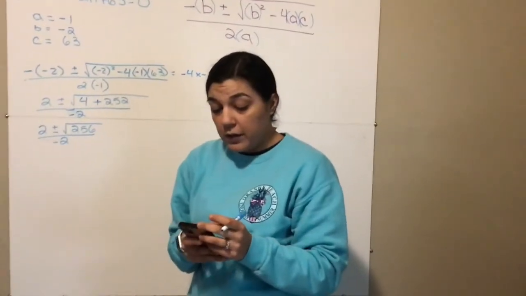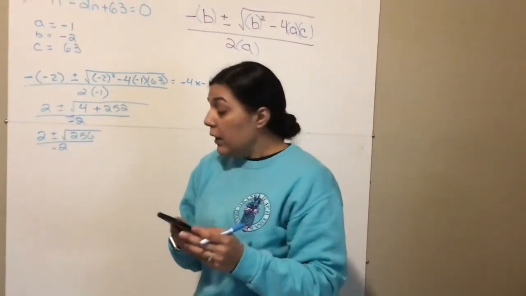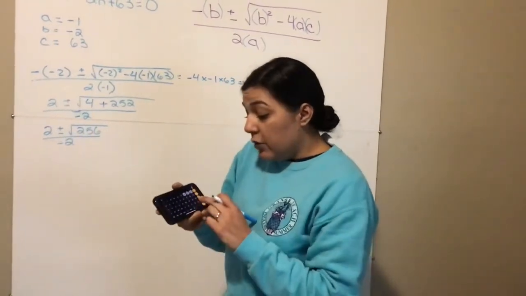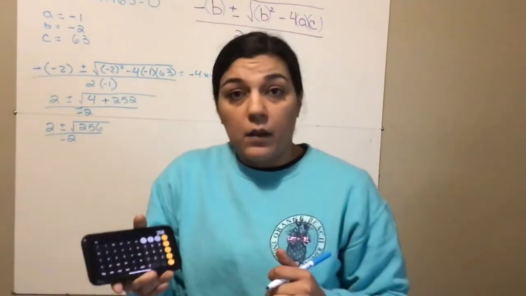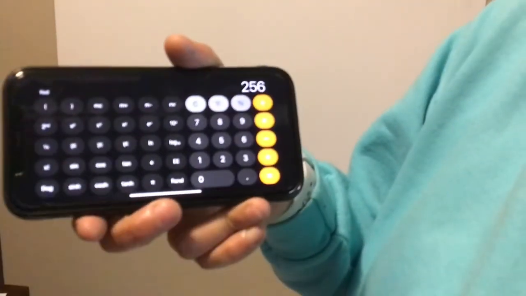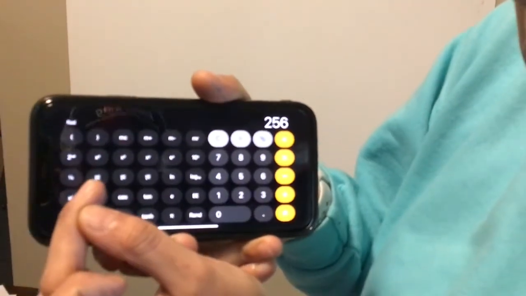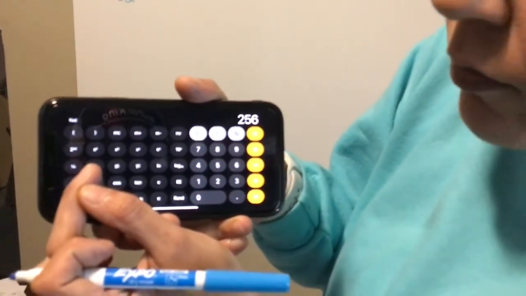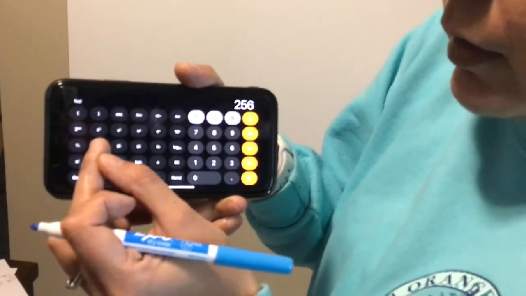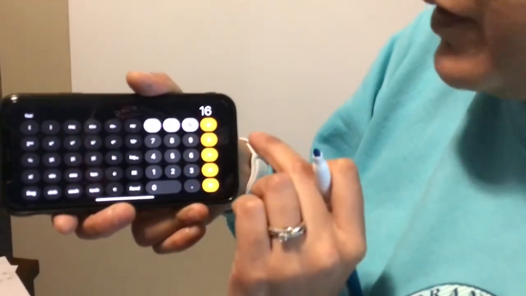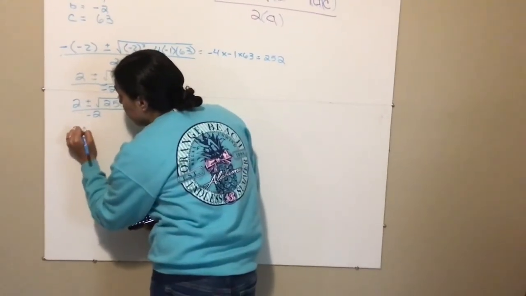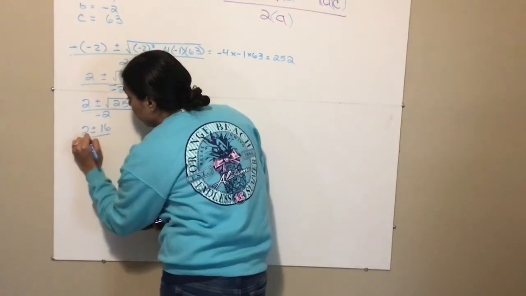So on our calculator, you're going to say 256, and I'm going to try to get as close as I can to the camera. If you have an iPhone and a lot of calculators, you're going to have to turn it sideways. And there's this little button, and it has a 2 and a square root and an x. We want to use the 2 one. It square roots it, and so you're just left with 16. So you got 2 plus or minus 16 over 2.